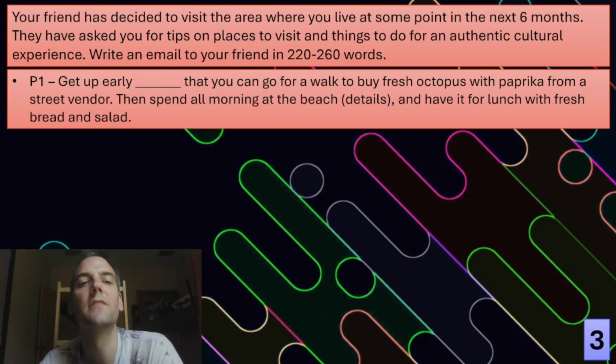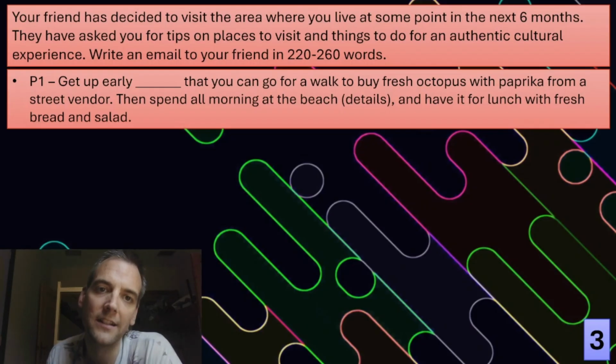And you might say something like, if you live in Galicia, get up early, go for a walk to buy fresh octopus with paprika from a street vendor. Then go to the beach with some details and have it for lunch. The octopus, not the beach, with fresh bread and salad. Lovely. Why are you getting up early? Use of English part 2.